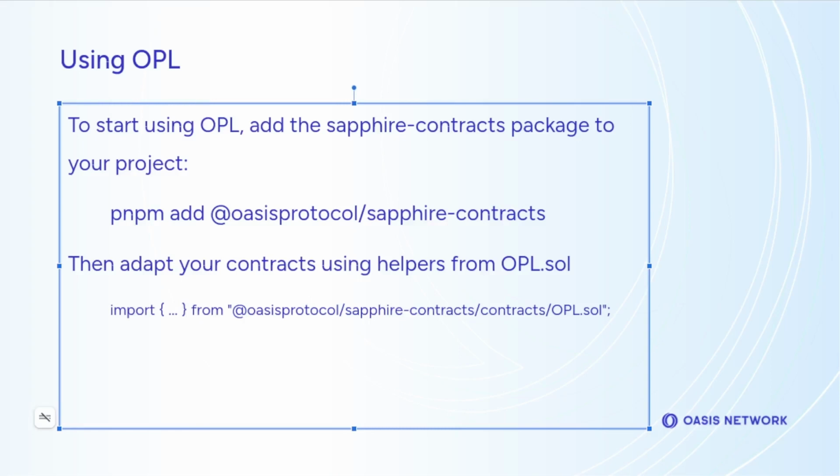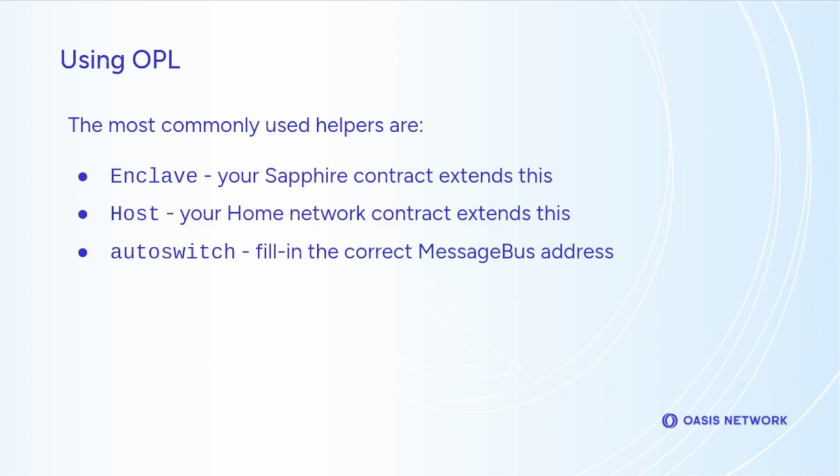To start using OPL, you will need to add the Sapphire contracts package to your project using pnpm or npm or yarn, whichever you prefer. Then, adapt your contract using the helpers from opl.sol. The most commonly used helpers are Enclave, which your Sapphire contracts extends, Host, which your contract on the home network extends, and the autoswitch function, which fills in the correct message bus address.